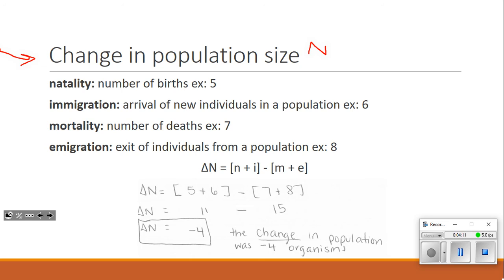So you need to know natality and immigration go on the increase side. Mortality and emigration go on the decrease side. Okay? That you need to know. I always notice that M and E go together and it spells the word me, and that seems easy to remember. Anytime you can give yourself a little trick to remember what goes where, it's useful.